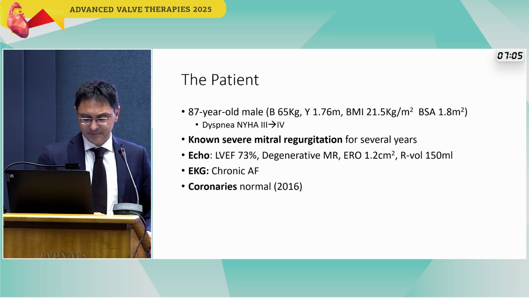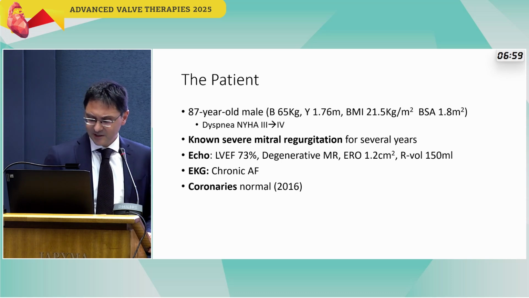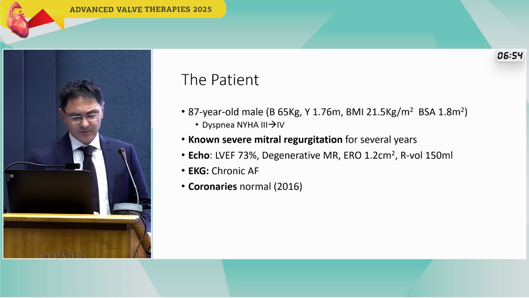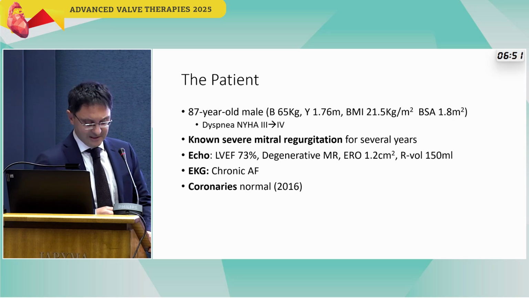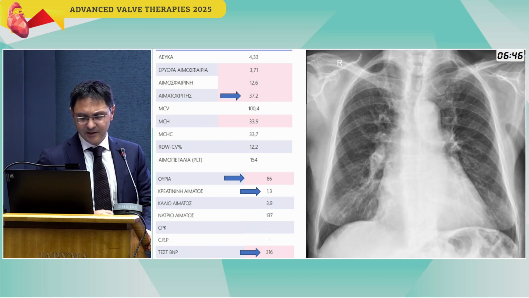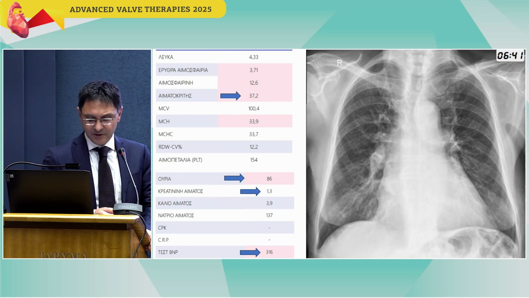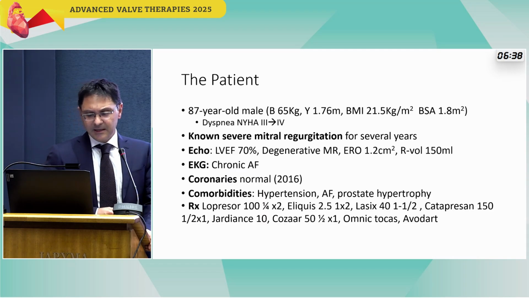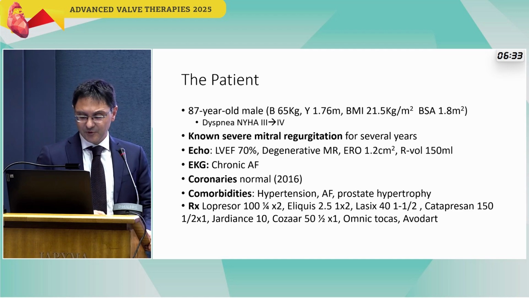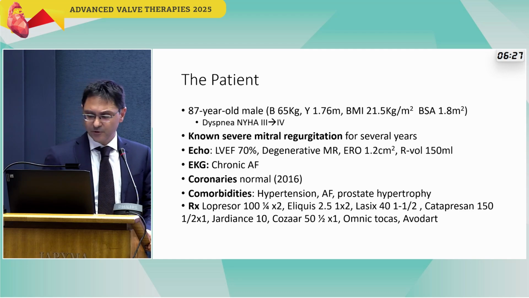In the echo, LVEF of 73%, degenerative MR with ERO of 1.2 square centimeters, ECG chronic atrial fibrillation, and normal coronary status from 2016. We see on the day of admission the X-ray and the labs of our patient with a BNP of 316 at this point. Comorbidities: hypertension, atrial fibrillation, prostate hypertrophy, and on the medication of the patient, we also see a high dose of diuretics.